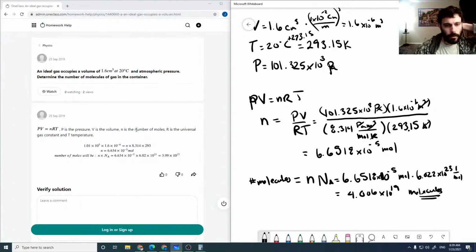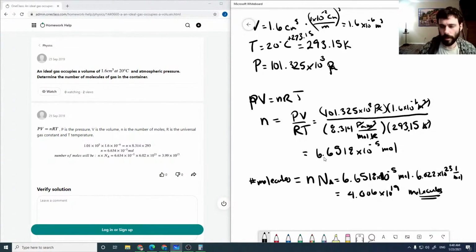Alright, so looking at the solution here, we get about the same number of moles. The difference there would be probably my extra digits on the pressure, and my extra digits on the temperature. Okay, and then the number of molecules would be multiplication by Avogadro's number.